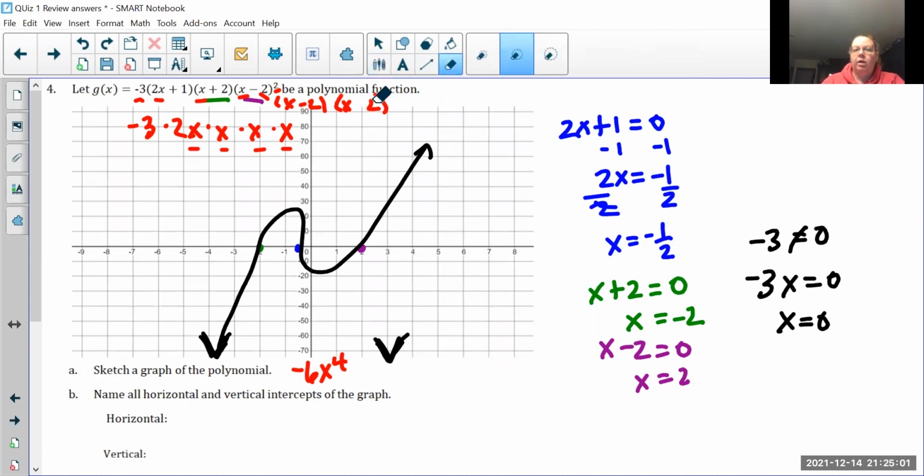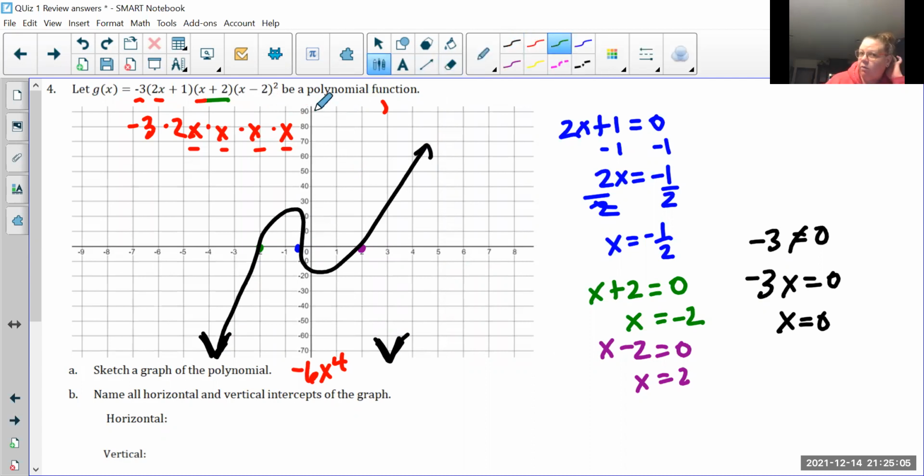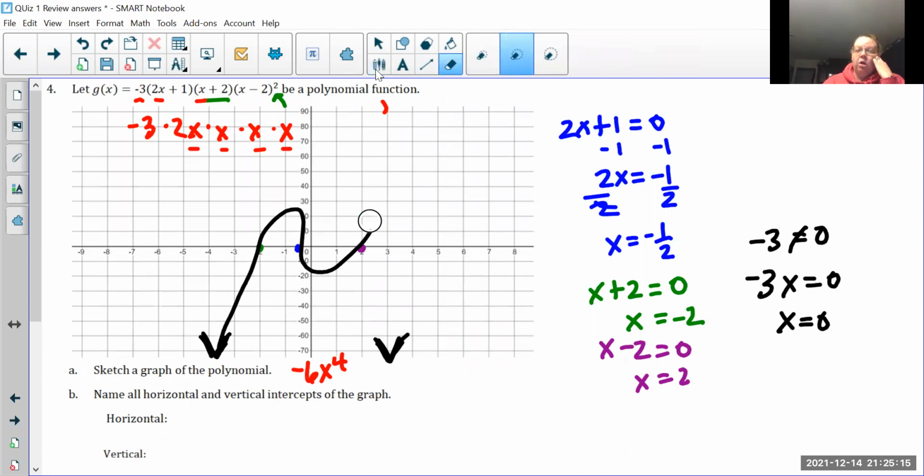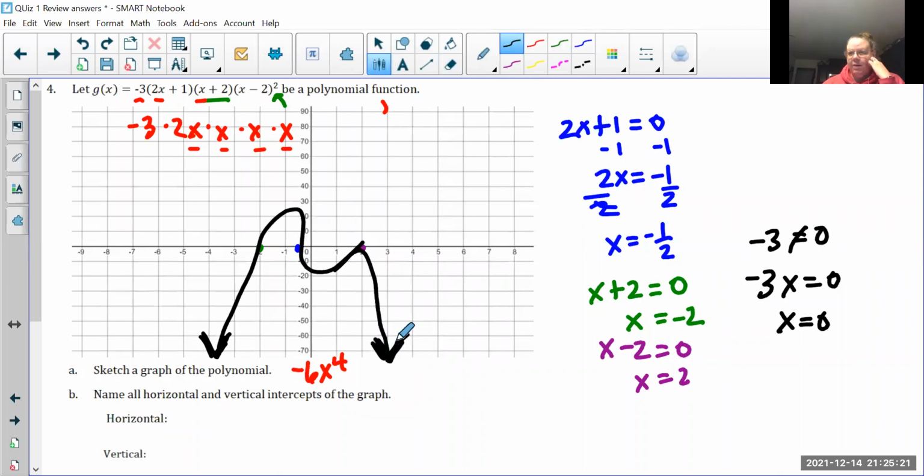Where I said up here that the square doesn't really affect the zeros, it affects the graph. Because this is squared, it's not going to go straight through +2 like I drew it; it's going to bounce off of it. It's going to come up, touch 2, and then go back down, and now it's going negative, negative. If you don't do that multiplicity of 2 for this one, you're going to get wrong ending behaviors, which should tell you that you're doing something wrong.